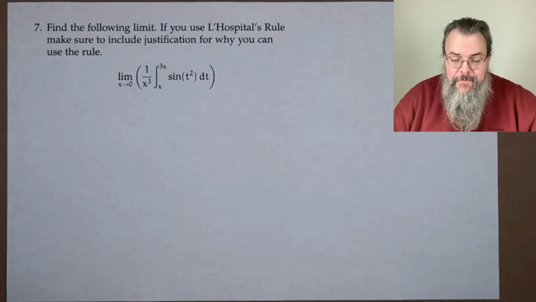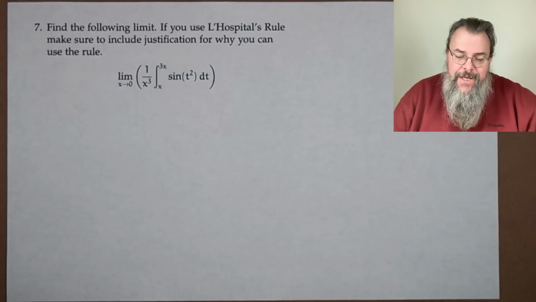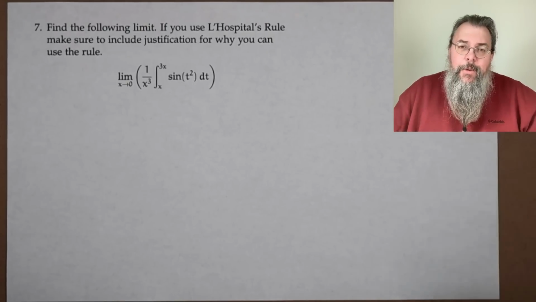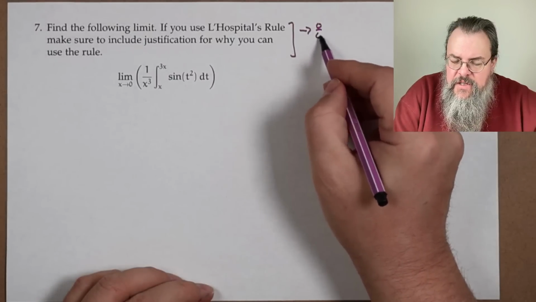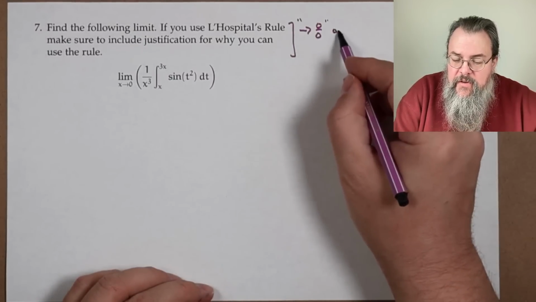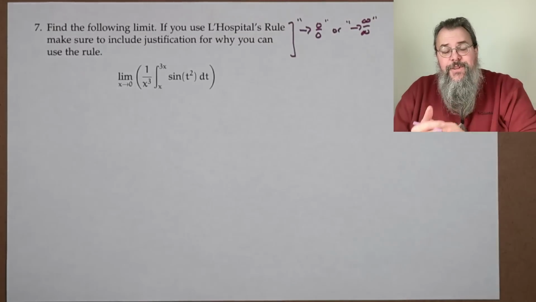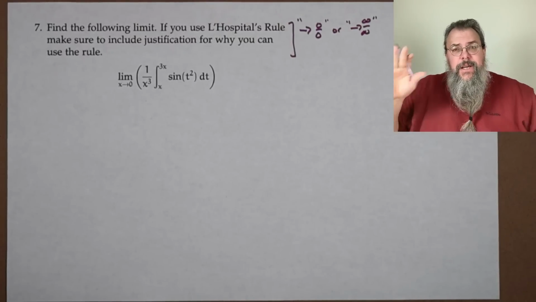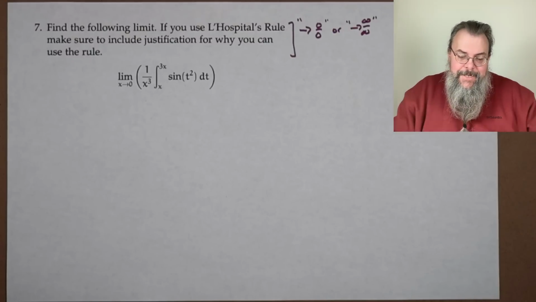Find the following limit. If you use L'Hopital's rule, make sure to include justification for why you can use the rule. Now, when we talk about justification for L'Hopital's rule, what we're really talking about is we want to see 0 over 0, or we want to see infinity over infinity. So those are the times when we can use L'Hopital's rule. And so if you just start taking derivatives without justifying it, we're like, hold on, you need to explain why. All right. So here we go.